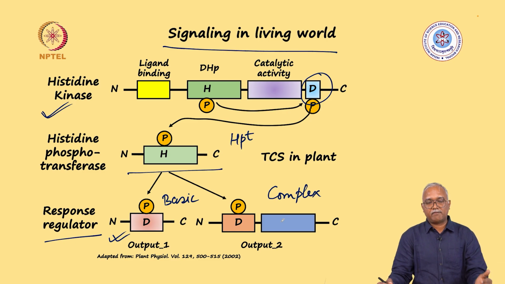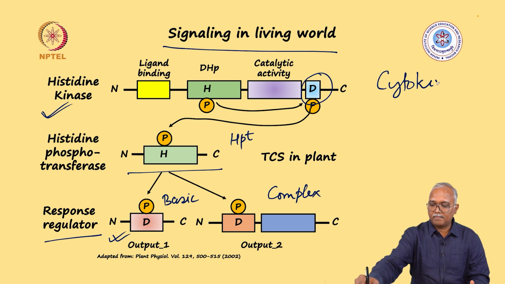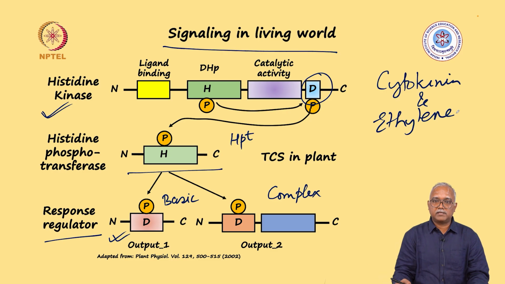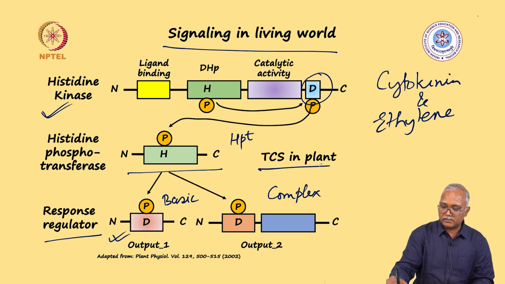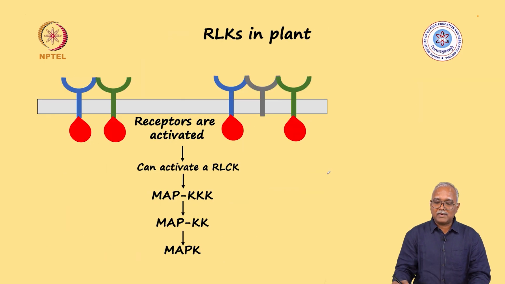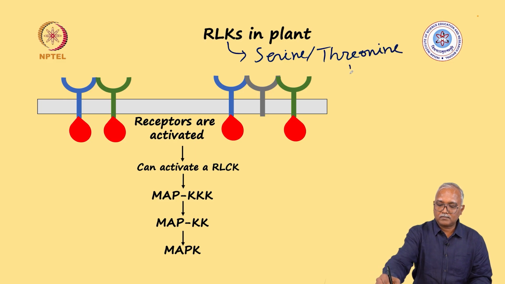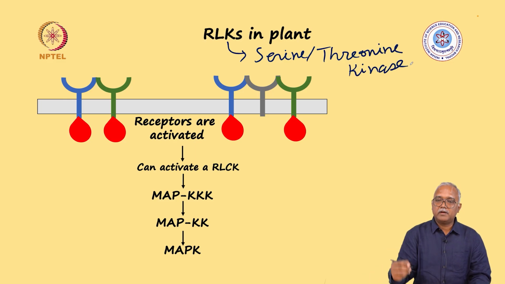It is also prevalent in the plant kingdom, where we saw how different signaling downstream of cytokinin and ethylene was mediated by the receptor histidine kinase, which is actually part of a two component system. What we saw in the last couple of classes was receptor-like kinases, which are serine-threonine kinases in plants, and how the bulk of the activity which a plant carries out is mediated by receptor-like kinases.